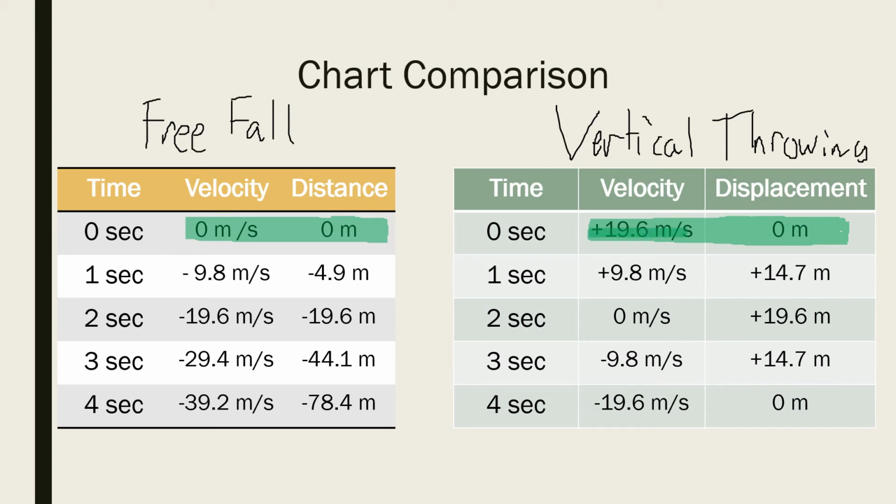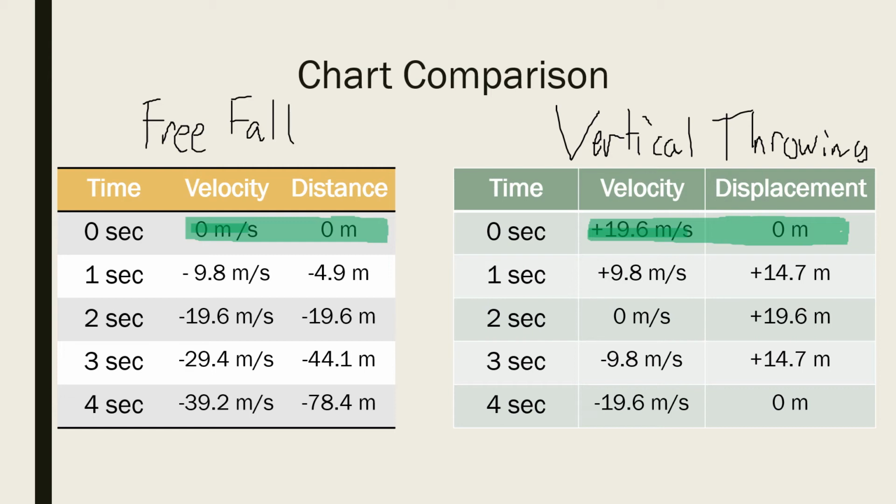Regardless, once you have your starting velocity, whether it be 0 or whether it be 19.6, to get every other velocity from that point, you just subtract 9.8. 0 minus 9.8 is negative 9.8. 19.6 minus 9.8 is positive 9.8. Regardless of where you start, it doesn't matter. Once you have your starting point, the change in velocity is always going to be the same.